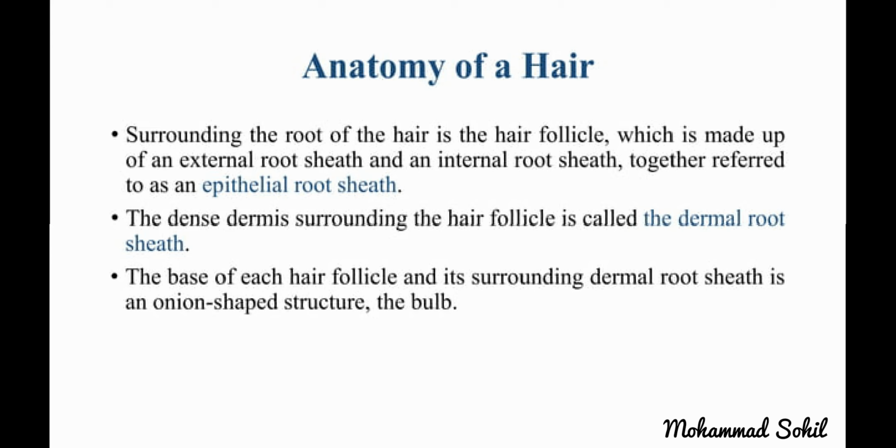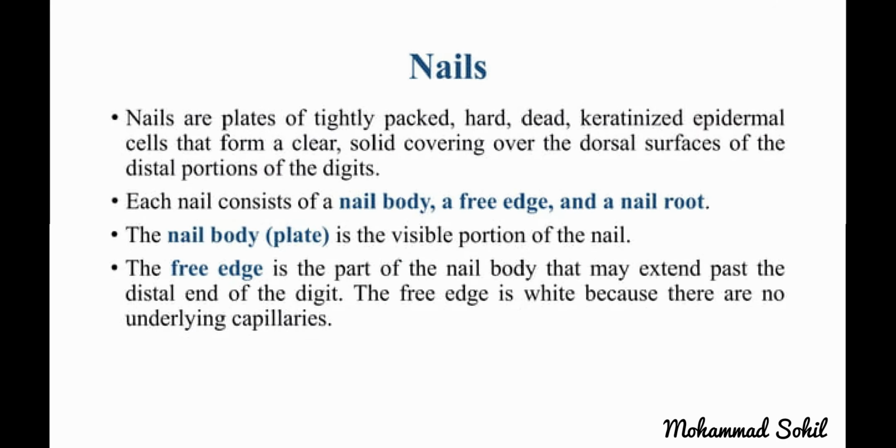The base of each hair follicle and its surrounding dermal root sheath is an onion-shaped structure, that is the bulb. Now coming to nails. Nails are plates of tightly packed, hard, dead, keratinized epidermal cells that form a clear solid covering over the dorsal surfaces of the distal portion of the digits. Each nail consists of a nail body, a free edge, and a nail root.